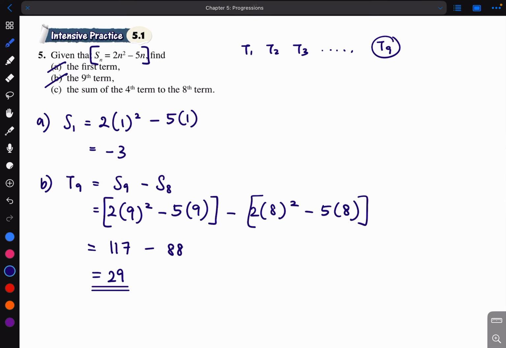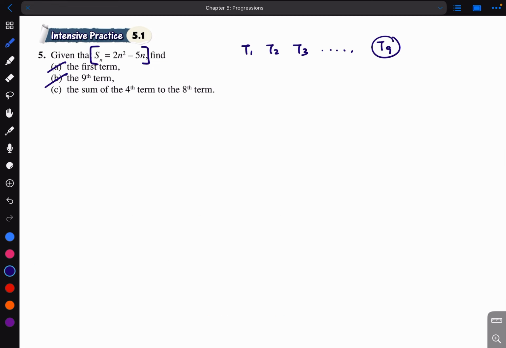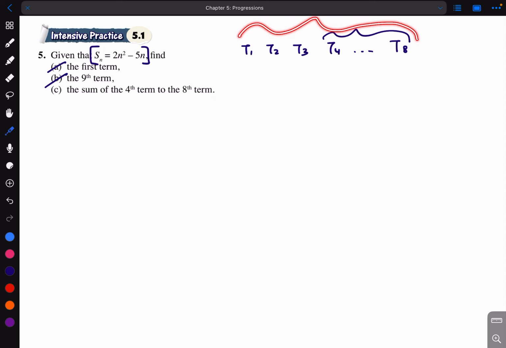Then we need to find the sum of the fourth term to the eighth term. Okay, I delete this first. So the sum of the fourth term to the eighth term will look something like this. T4 until T8. What we can do is, we find the sum of the first 8 terms, and then we minus off the sum of the first 3 terms, we will get this. So we do S8 minus S3 to get this one.